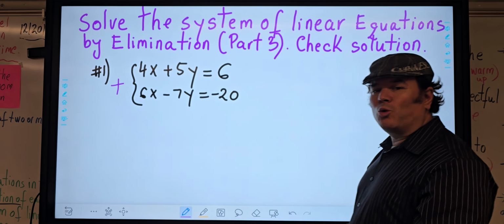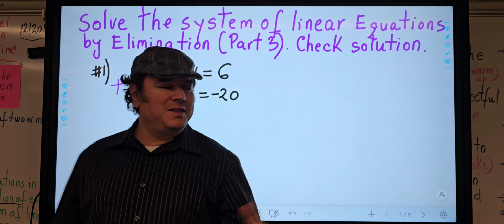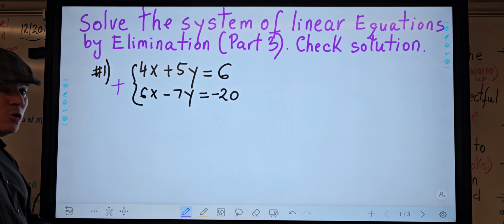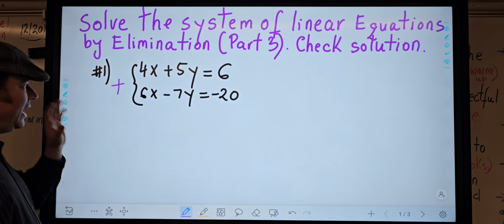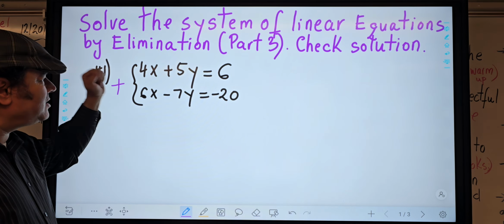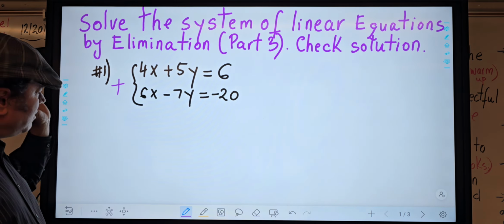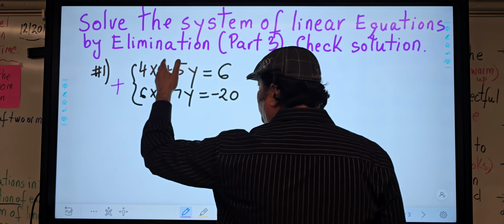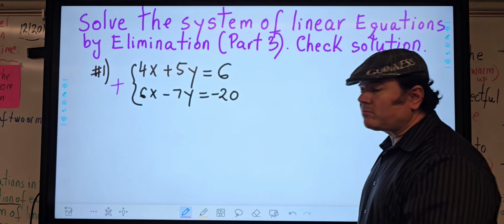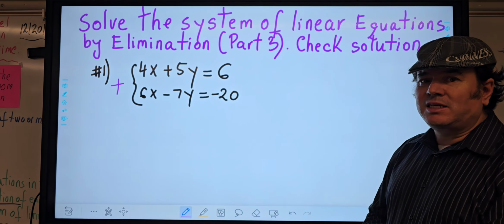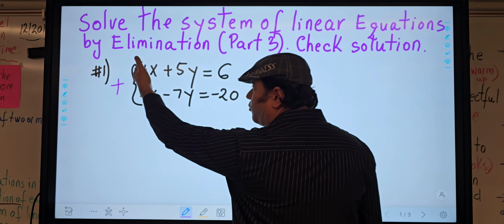The question is, which one do you want to cancel? The x or the y? You have a choice. We can either cancel the x or the y. Let's pretend we want to cancel the x. So if we want to cancel the x, we see that on the top we have 4x and on the bottom we have 6x.